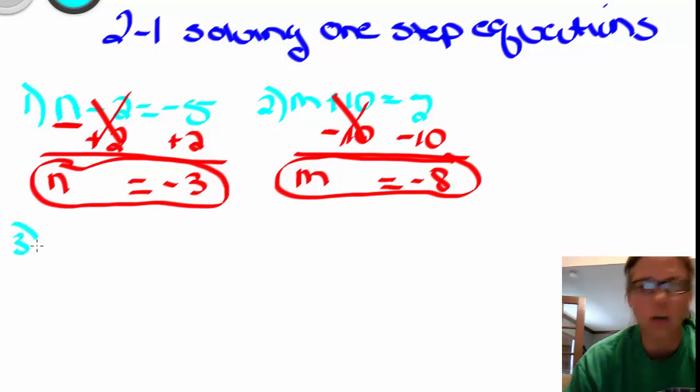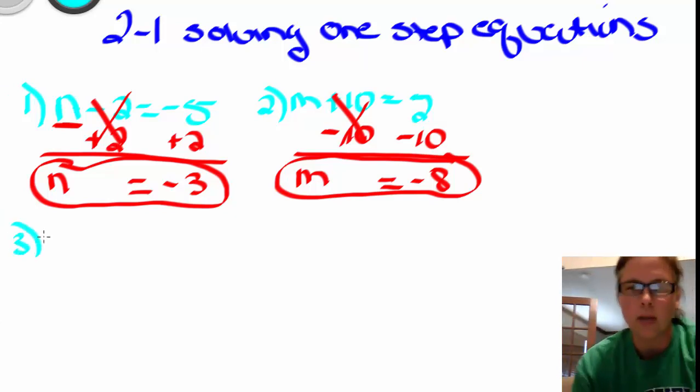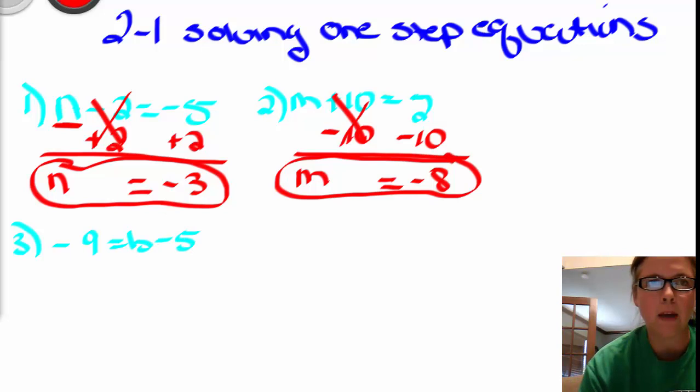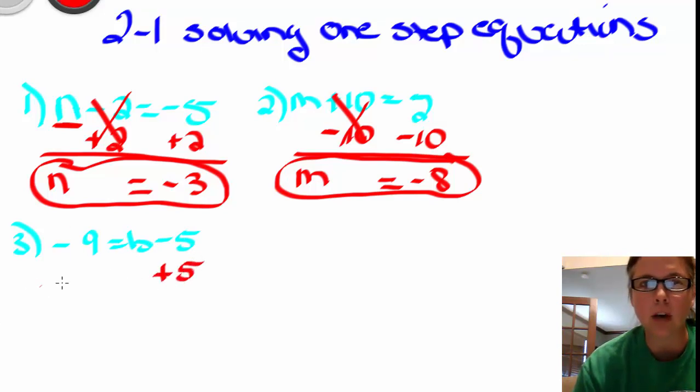All right, third one, going down. We have quite a few examples here. Number 3, -9 equals b minus 5. You can always go ahead and do these and then see if you got them right. That's fine too. So b minus 5, again we want to get b all by itself, so we add 5 to both sides. b equals -4.